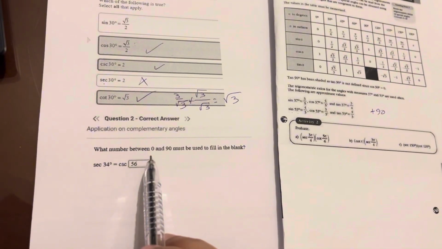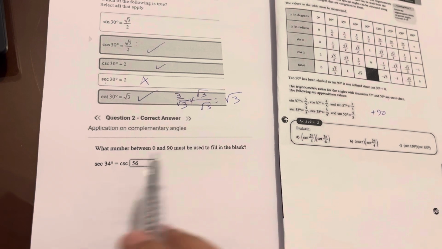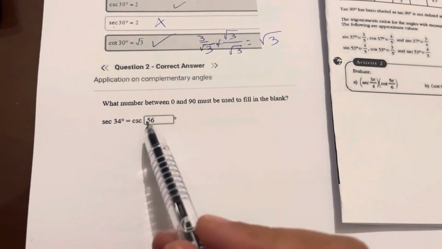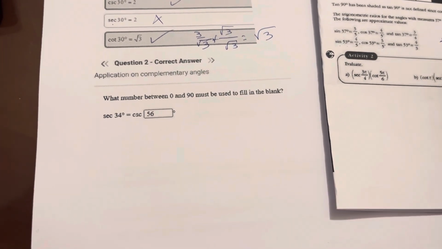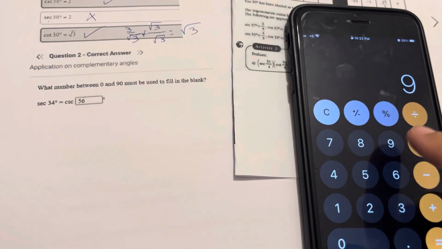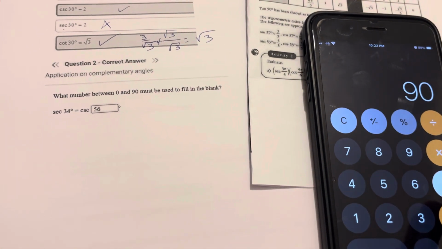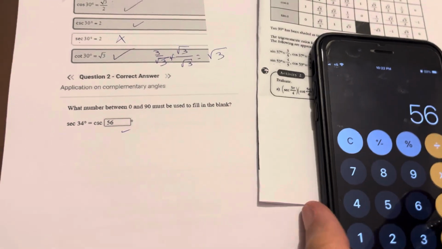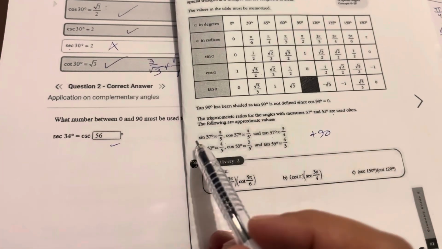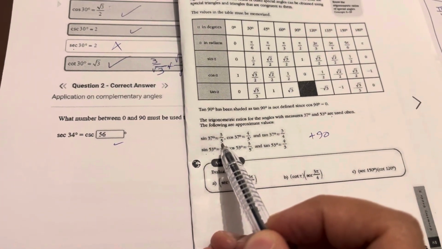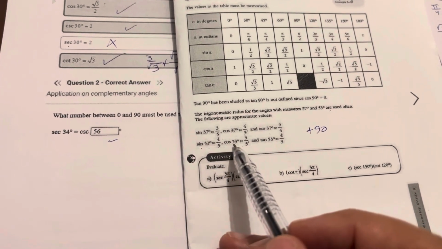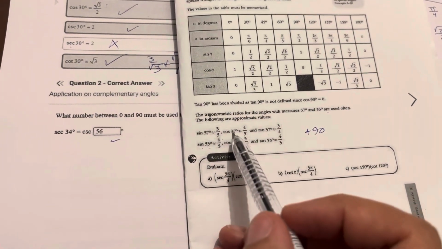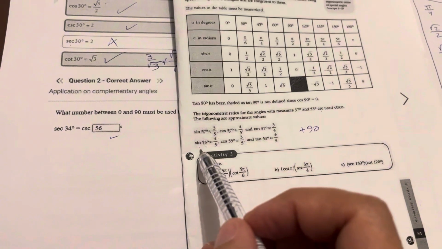Question 2. What number between 0 and 90 must be used to fill in the blank? Secant 34 degrees. It will equal to the cosecant of the complementary angle. So you will make 90 minus 34, it will equal to 56. So it will be 56. I hope you remember sine 37 is 3 over 5, which is equal to cosine the complementary, also 3 over 5. Cosine 37, it will equal to sine the complementary.